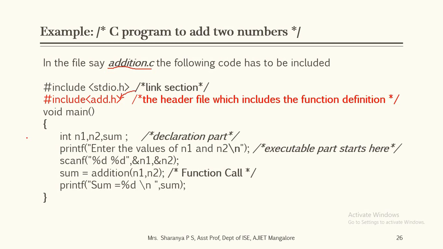So we have seen three different locations where we can store the function definition: first, before the main; second, after the main; and third, in a separate file itself. These are the major topics that we have discussed in this session.